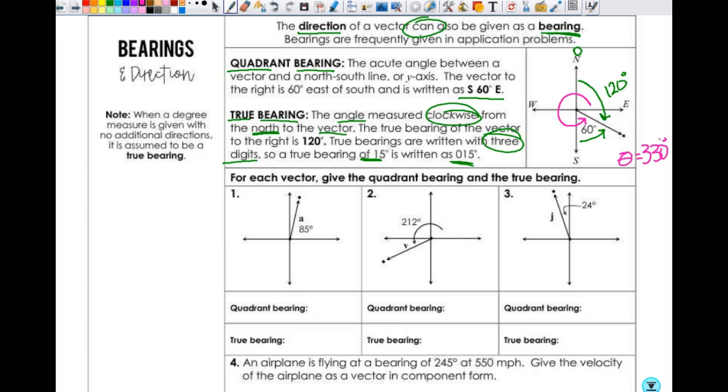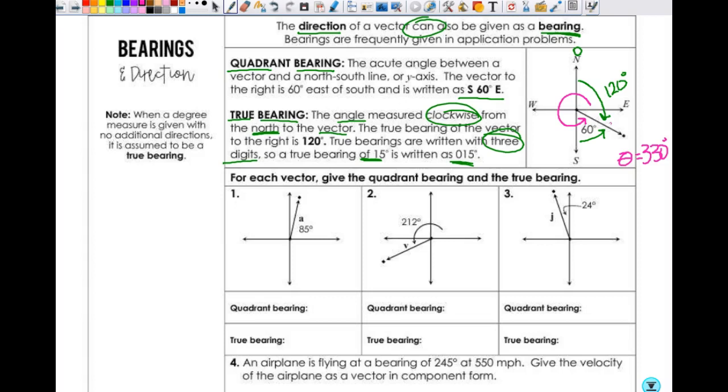We're good? 120, bearing starts with 0 here and goes clockwise. From 0 right here to the vector. So then this has to be 30 because it's 90. Yeah, okay, does that make sense? Okay, we good? Anything else?